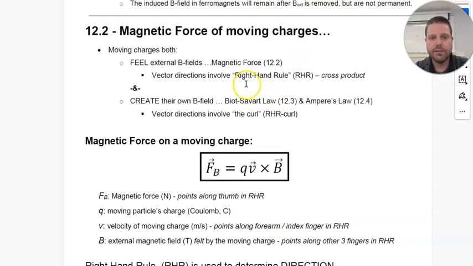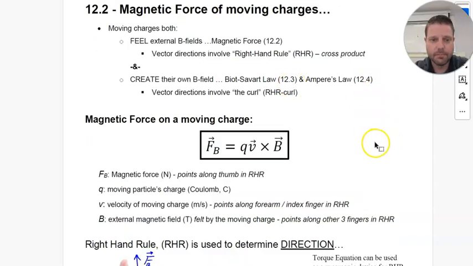And so we're going to be introducing a right-hand rule, the first right-hand rule that we're going to use through the concept of forces, and that's this kind of right-hand rule. The curl one that you may have noticed, where it goes like this, is going to be used for Biot-Savart and Ampere later on, and you can check that out here in 12.3 and 12.4.